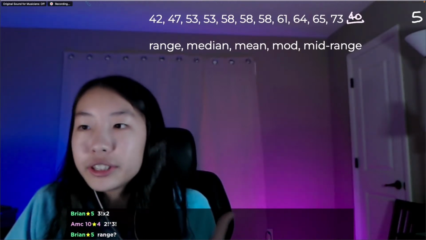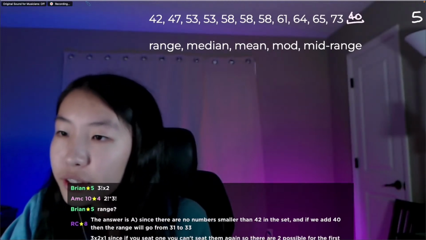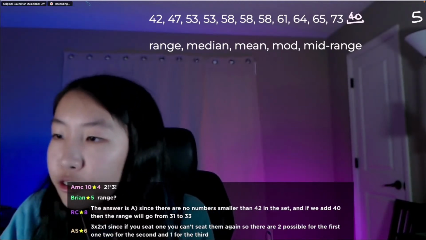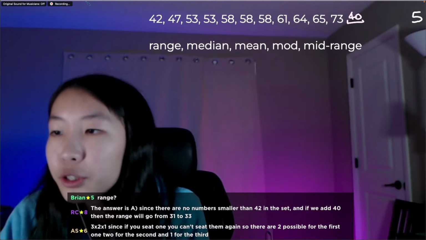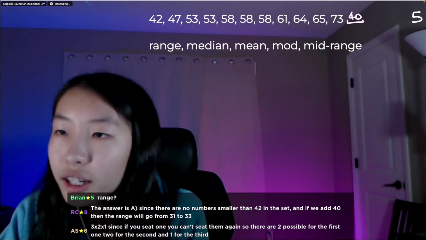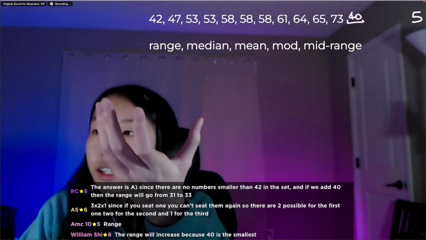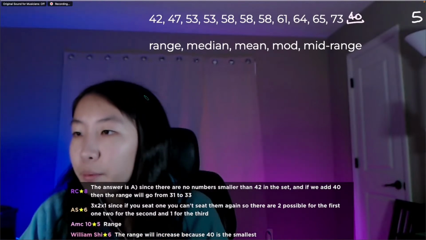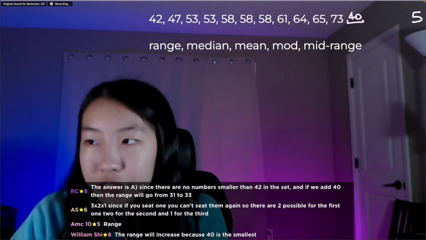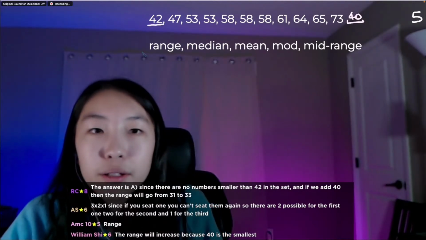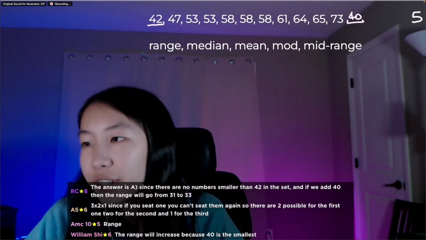Okay, I already see someone typing in range in the chat, which is good. And RC says that there's no numbers smaller than 42, and if we add 40, the range will go from 31 to 33. That's exactly right. The key thing to realize here is that this list is actually in increasing order, which makes our work a lot easier. A lot of times in AMCs, you won't see them putting the lists in order, but in this case they did, which is very nice of them.